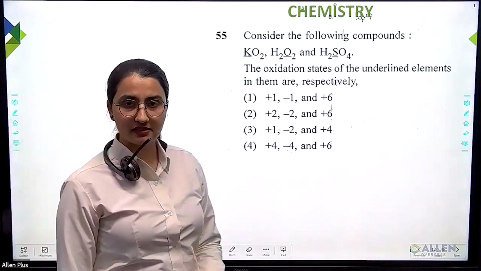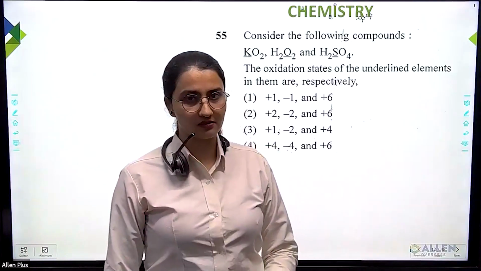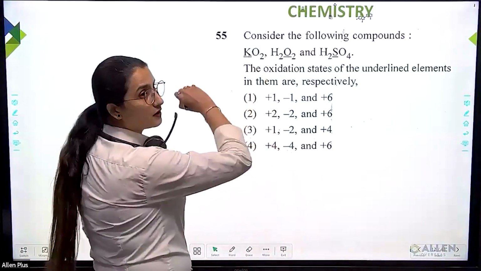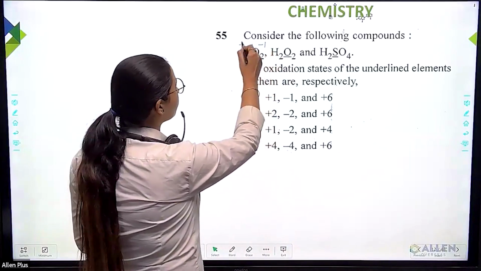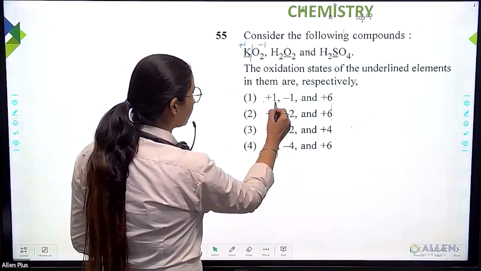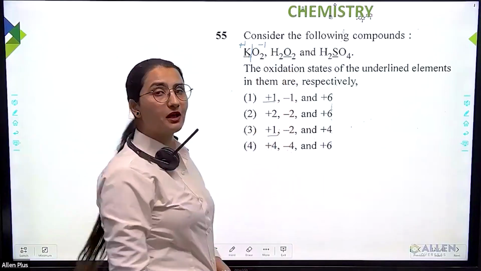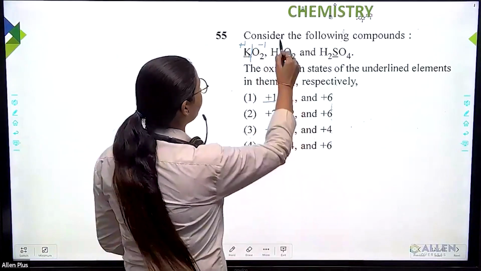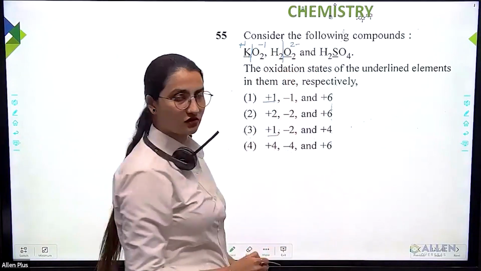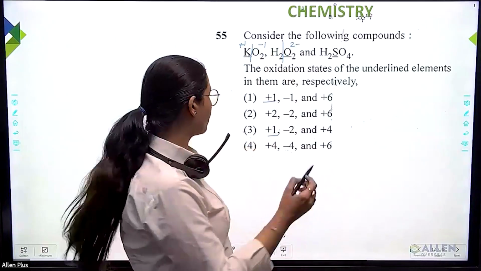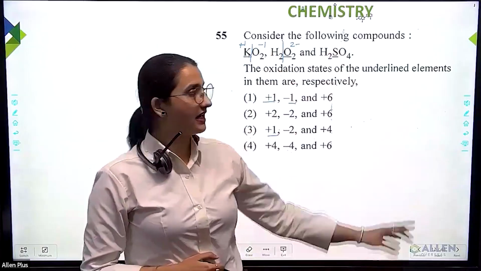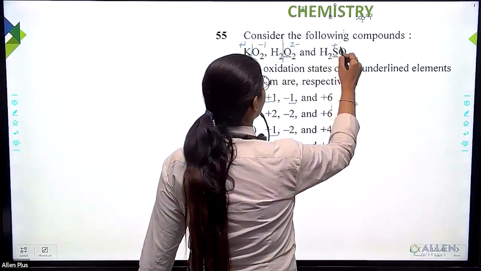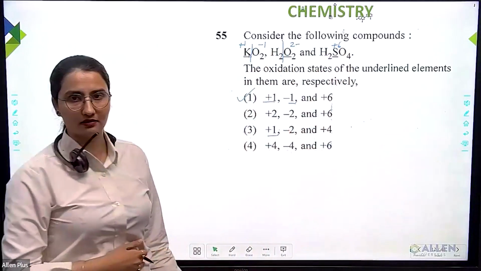Next, again, very easy question from chapter redox. What is this, students? Superoxide. O2 exists as -1. K exists as +1. What is this? Peroxide. In peroxide, we have O2 with -2 charge. So one O has -1 charge. This is simple. You can find S will have what state? +6. So option 1.